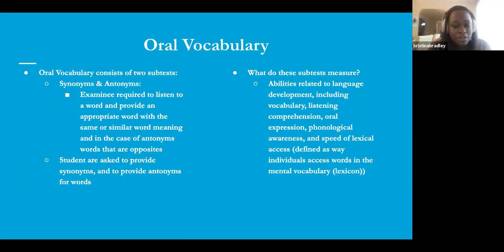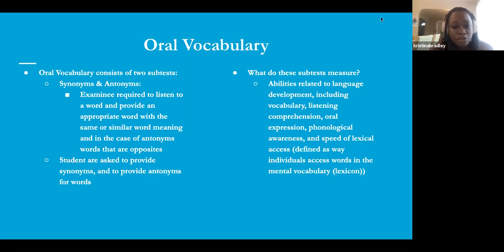Perfect. To touch on what Julie mentioned, a lot of the different subtests have subtests within them, and oral vocabulary is just one of those examples. There are 2 subtests for oral vocabulary: synonyms and antonyms. For this subtest, the examinee is required to listen to a word, for synonyms for example, and then provide a word with the same or similar meaning, and then the opposite for antonyms, so a word with an opposite meaning. This subtest is really looking at abilities related to an examinee's language development, vocabulary, listening comprehension, oral expression, and there are elements of phonological awareness in there as well.